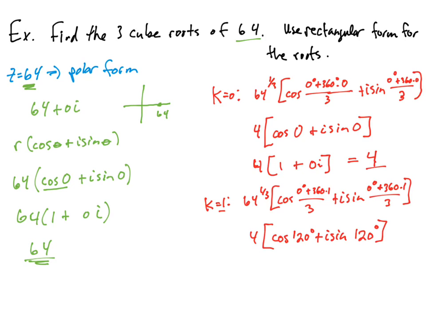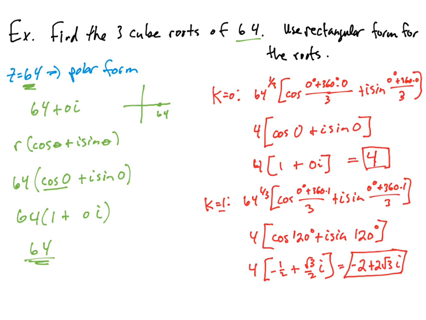120 degrees. Well, what is cosine at 120 degrees? That's going to be negative 1/2. And what is sine at 120 degrees? That's root 3 over 2, so root 3 over 2 i. Then multiplying that out, we're going to have negative 2 plus 2 square root 3 i. So that is our second root.